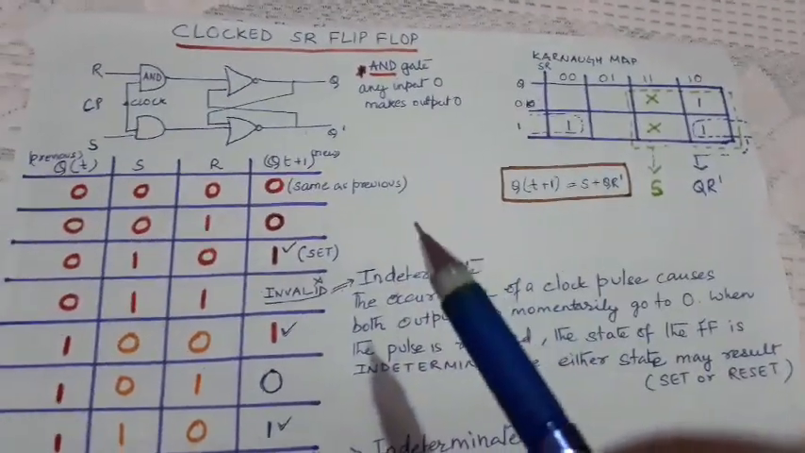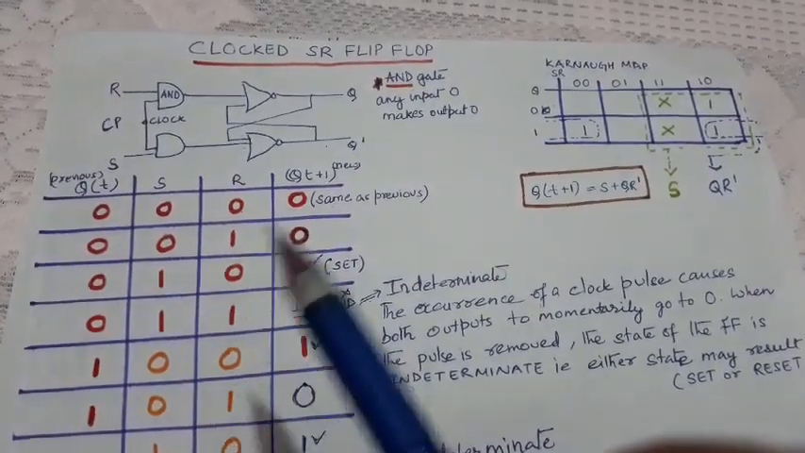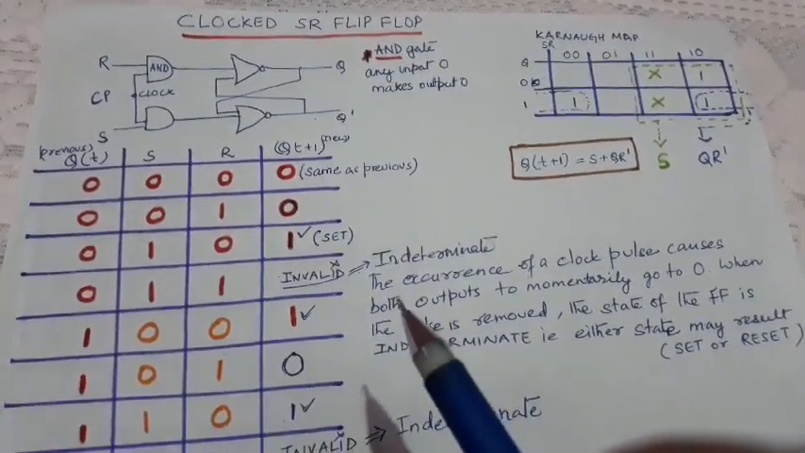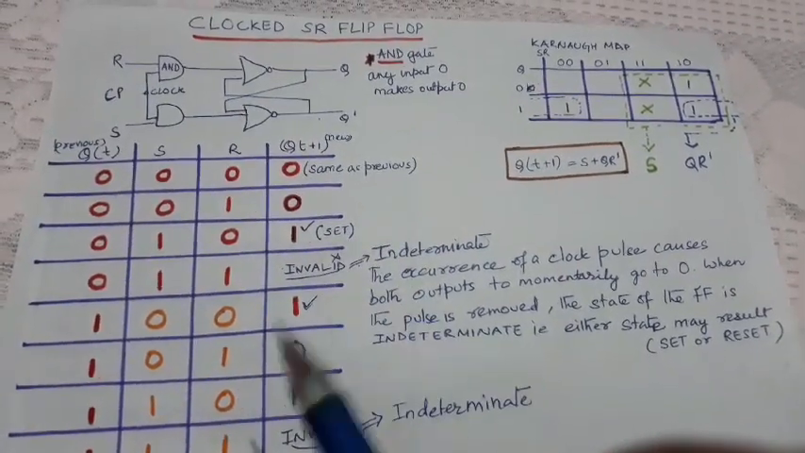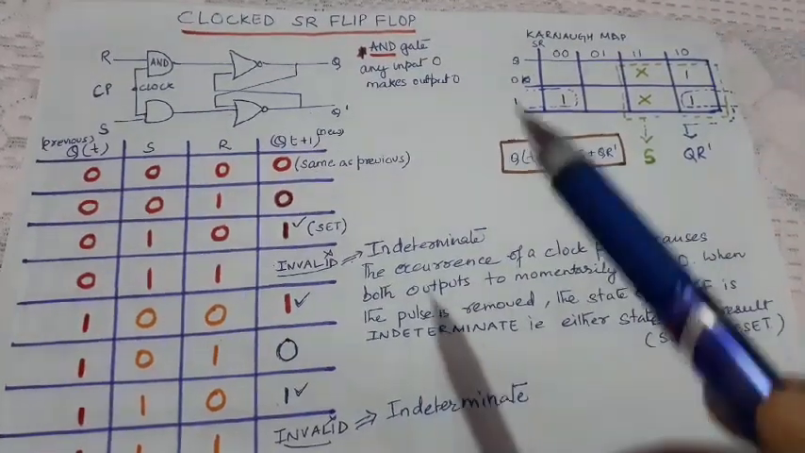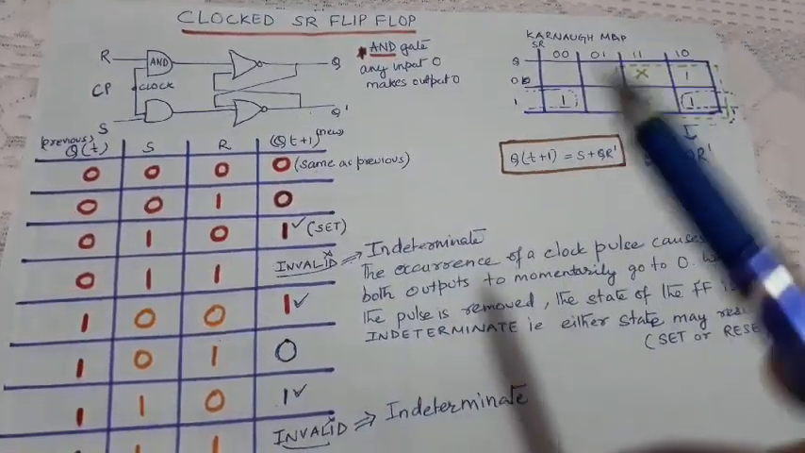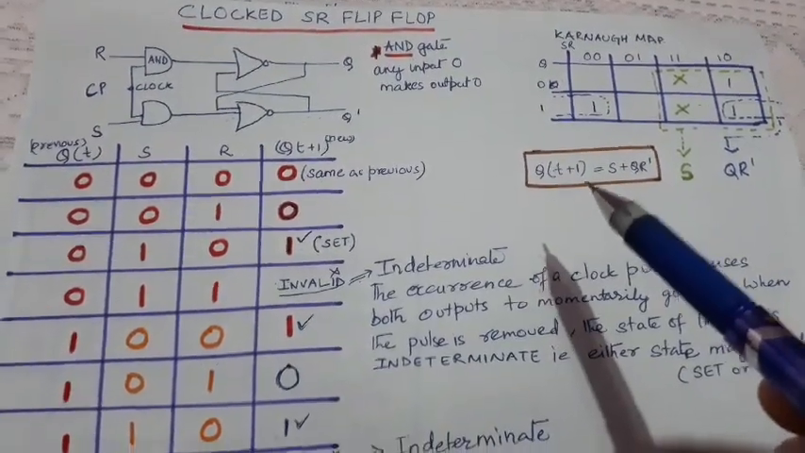I hope it is clear. For the SR flip-flop and clocked SR flip-flop, it is very important that you know how we generate the truth table, and in case of clocked, along with the truth table, you also have to know how to draw this Karnaugh map and the expression. Very important expression. Okay, thank you.